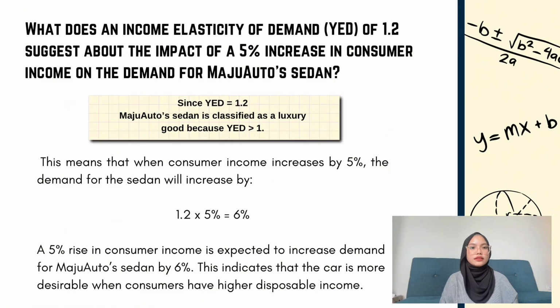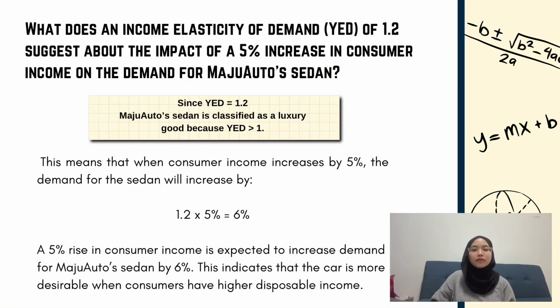So basically, the car is a luxury good because people are likely to buy these products when they have more money. This is important for businesses because it helps them plan their sales strategy. If they know their product is a luxury good, they can target high-income customers. If it's a necessity, they know that their sales will remain stable no matter how the economy is.